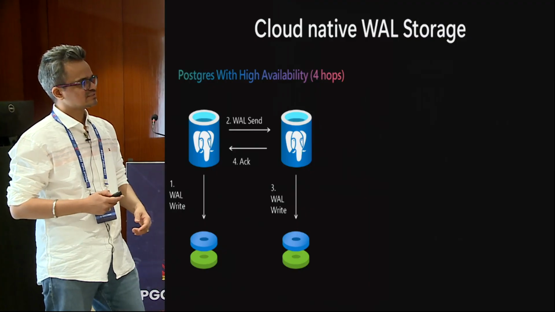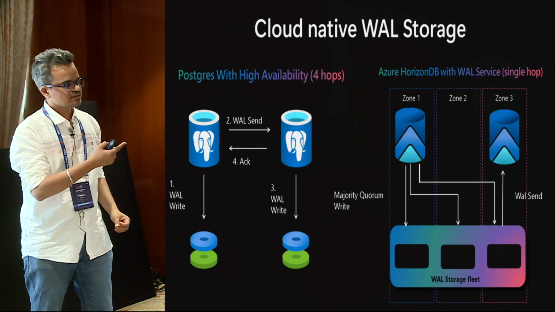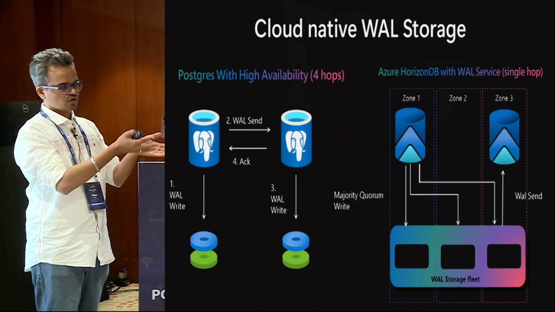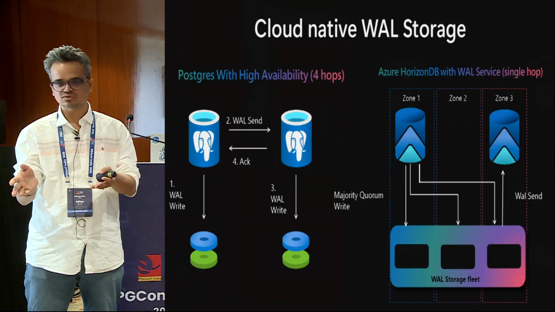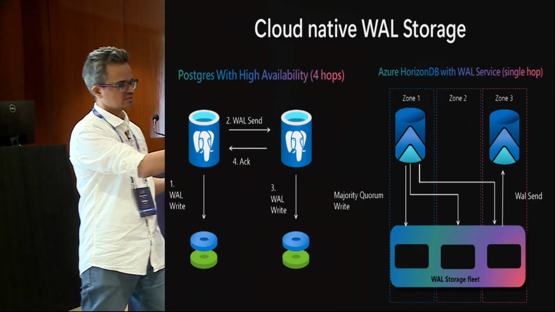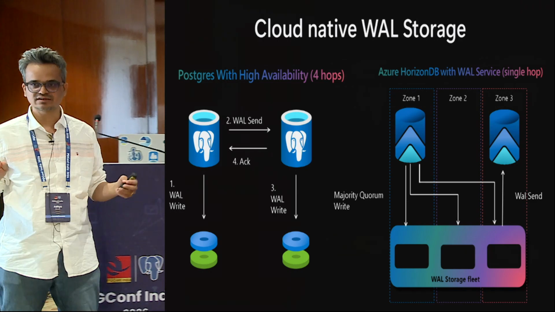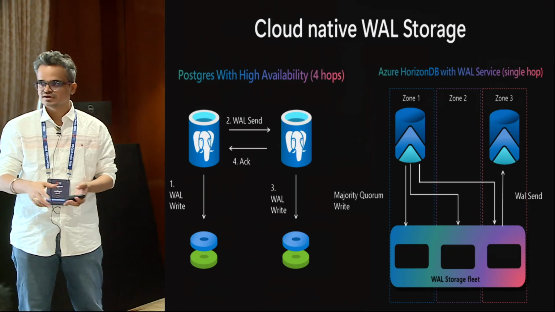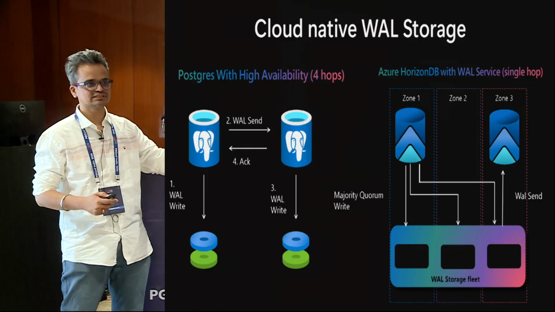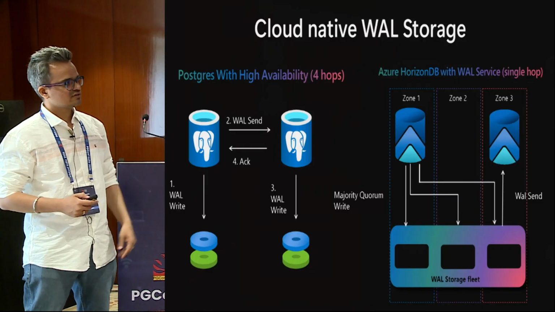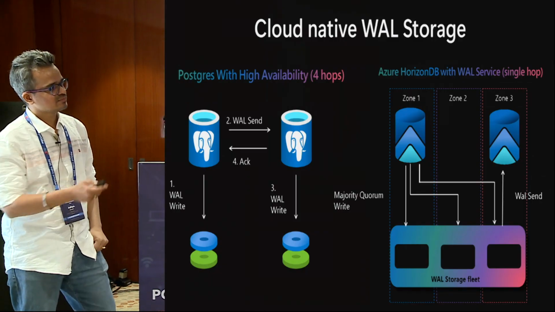Now let's take a look at Azure HorizonDB. Your primary is writing to your WAL storage fleet, and you have a majority quorum, like out of 3 zones, if two zones have written the transaction, it will directly acknowledge, and there is only one network hop overall compared to 4 hops with your on-prem PostgreSQL. So that is the difference between Azure HorizonDB and Postgres with high availability on-prem.